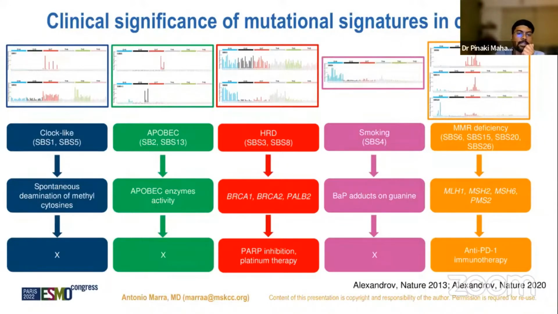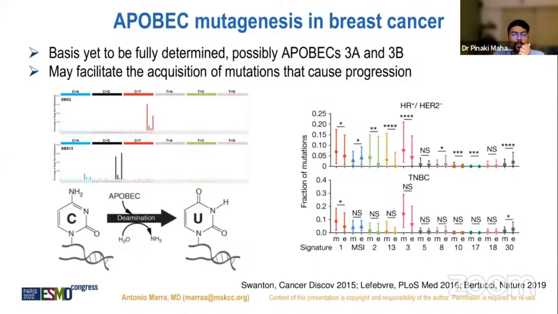So our topic for today is the APOBEC signature, and this is more commonly seen in certain cancers like breast cancer, lung cancer, head and neck, cervical and bladder cancers, whereas the clock-like or the aging signature is more common across the other cancers. It is mostly APOBEC 3A and 3B which are concerned with mutagenesis in breast cancer. They facilitate the acquisition of mutations which cause progression in breast cancer as well.